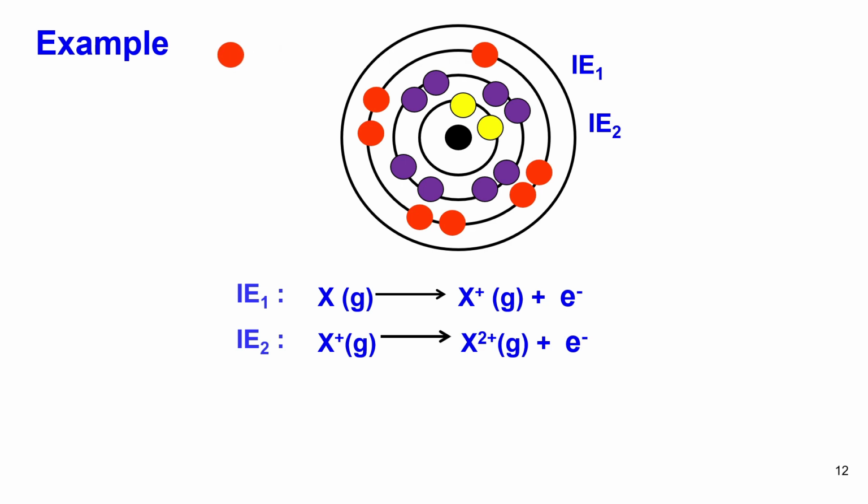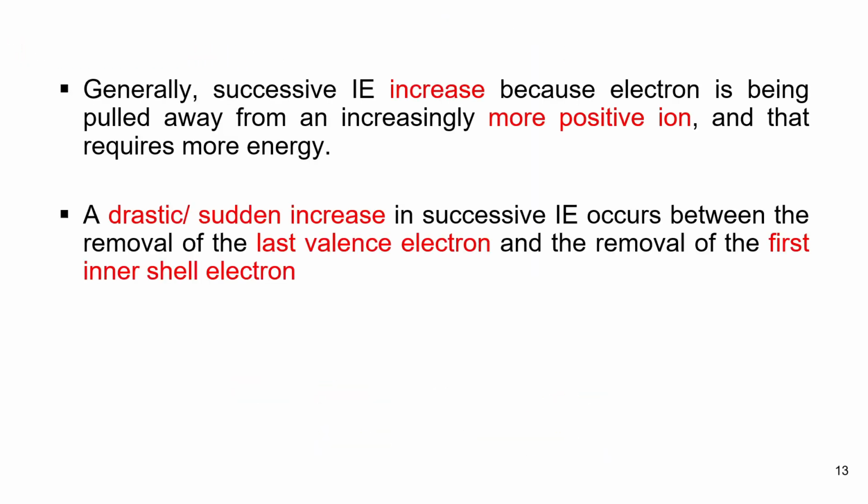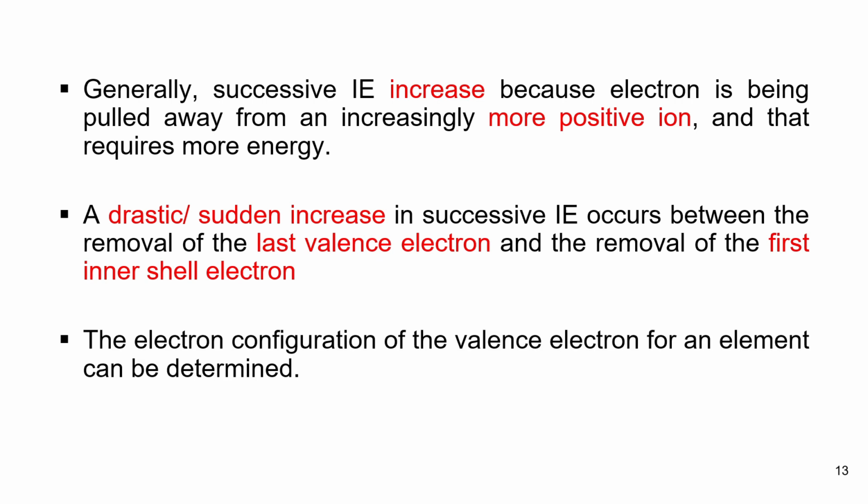Dalam. Jadi bila dia daripada dalam, ini yang dikata drastic increase, ataupun sudden increase in successive ionization energy occurs between the removal of the last valence electron and the removal of the first inner shell electron. So the electron configuration of the valence electron for an element can be determined. Electron configuration untuk valence electron ni kita boleh tentukan, sebab tadi kita boleh nampak perbezaan dia di antara elektron yang kedua dengan yang ketiga. Perbezaan dia sangat tinggi.